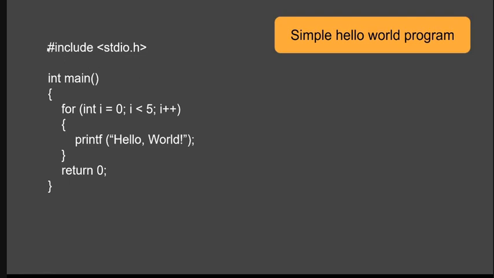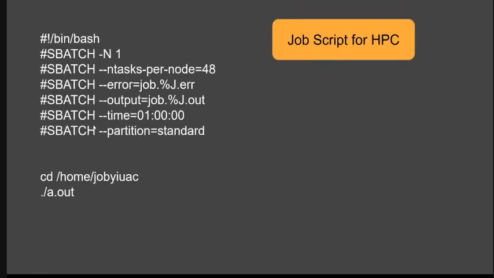So I have include stdio, that's for input output. In int main, I am defining a for loop, which is also quite unnecessary. We could have just done a hello world print, but I did that so that I can show you variable outputs. And then this is the main part, the lead of our video, the job script.